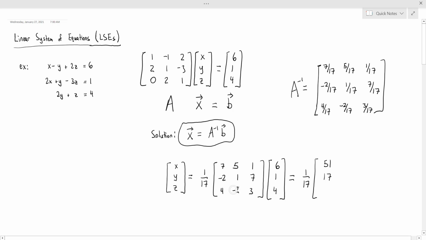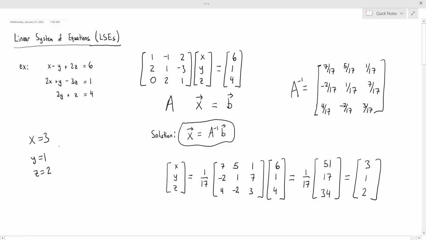And then here we get 24 minus 2 is 22, plus 12 is 34. And all of these numbers are actually divisible by 17. So 51 over 17 is 3, 17 over 17 is 1, and 34 over 17 is 2. So with that, we get the solution X should be equal to 3. Y should be equal to 1, and Z should be equal to 2.